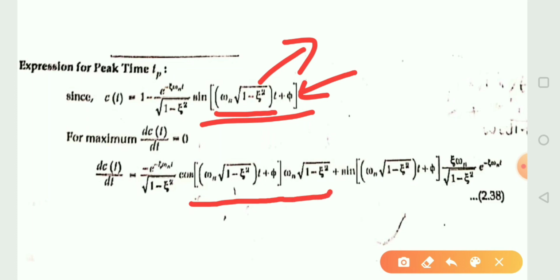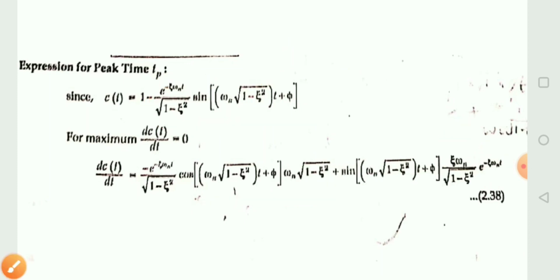Now we take this term as a constant, sine of omega n under root of 1 minus zeta square t plus phi, and we take differentiation of the first term. Here under root of 1 minus zeta square is constant, so we take it outside, and the differentiation of e to the power minus at is e to the power minus at into a. Here a is zeta omega n. So this is the differentiation for this term, and it is equal to 0.